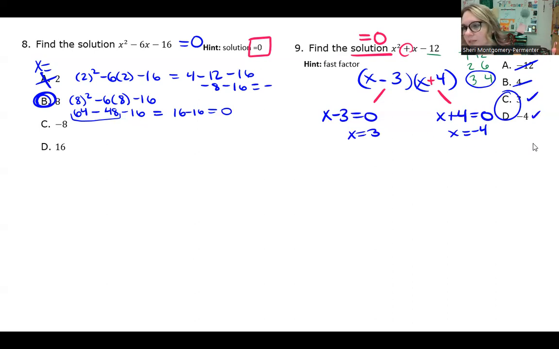I hope that on the quiz I made it to where there was only one answer, but looks like I didn't here. If that was the case, just circle them both.